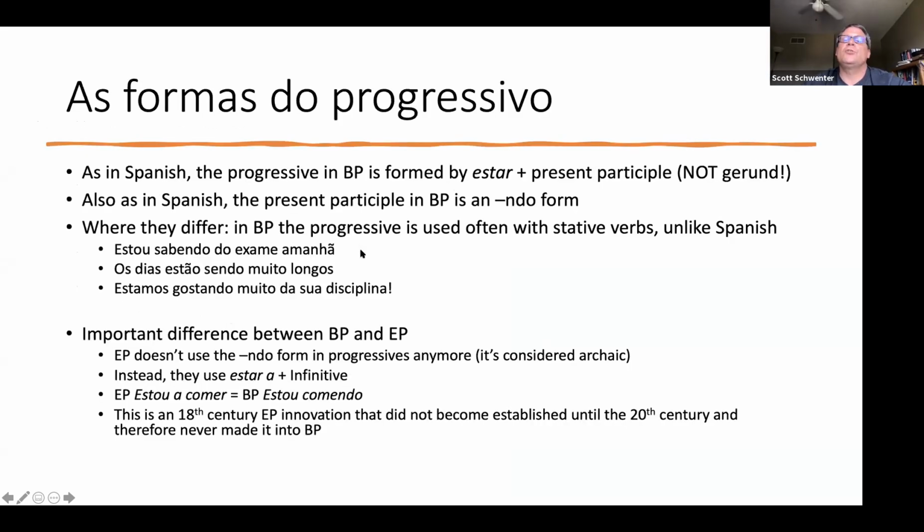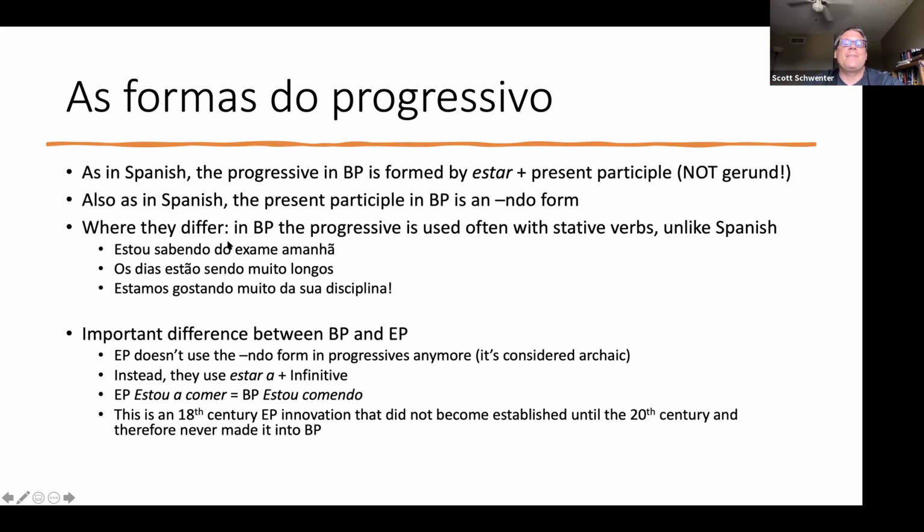Okay, I want to talk too quickly about the progressive, because the progressive in Portuguese is used a lot more than in Spanish. It's formed the same way. Oh, this is just my own dislike of calling the ando form a gerund. I know grammars call it a gerund, but a gerund is actually an ando form used as a noun. So I'll call it a present participle. But just like in Spanish, the present participle in Brazilian Portuguese is an ndo form. So it's the same form.